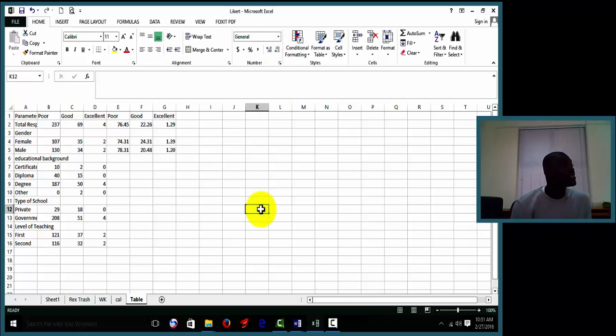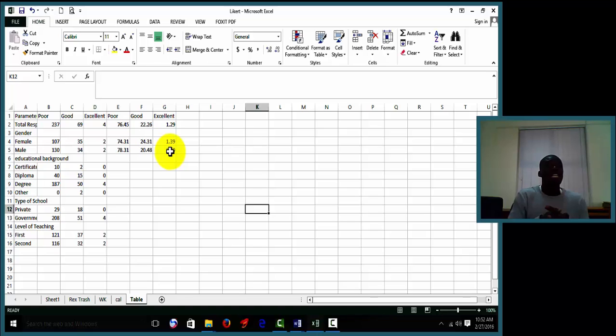Are you okay? Right. So in this case, when you look at this one, among the females, this were the number that had poor. This were the number that presented with good. This were the number that presented with excellent. Among the males, this were the number that presented with poor. This were the number that presented with good. This were the number that presented with excellent. Are you okay? Right. So this one will give you a comparison between the males and then the females.